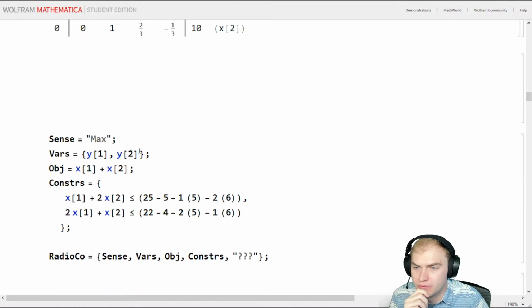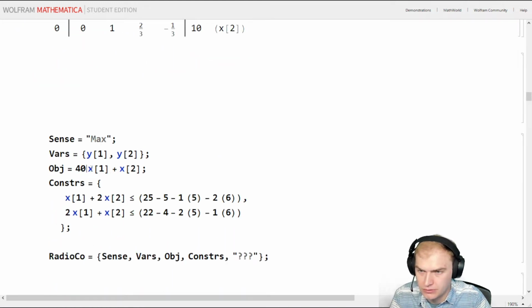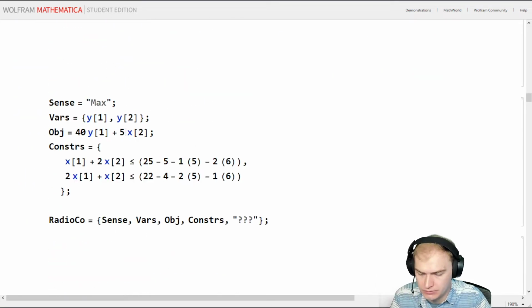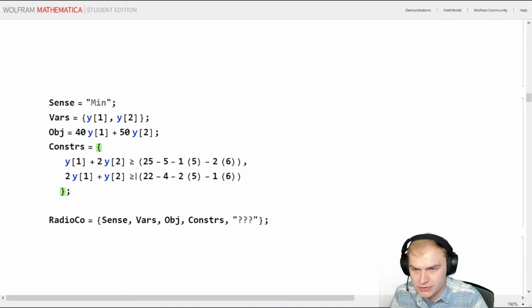And it was 40 y1 and 50 y2. This is a minimization. The transpose of that A matrix, well, that A matrix is symmetric, so I think the transpose is just itself. All we have to do is put in our dual variables.